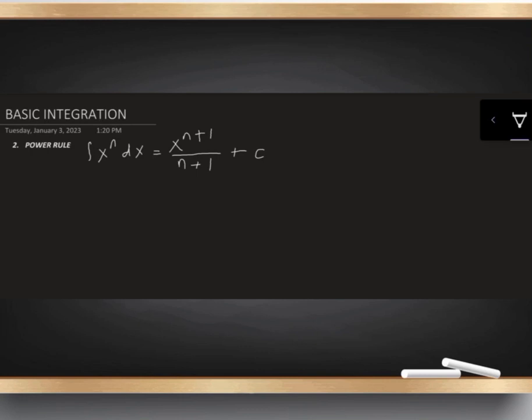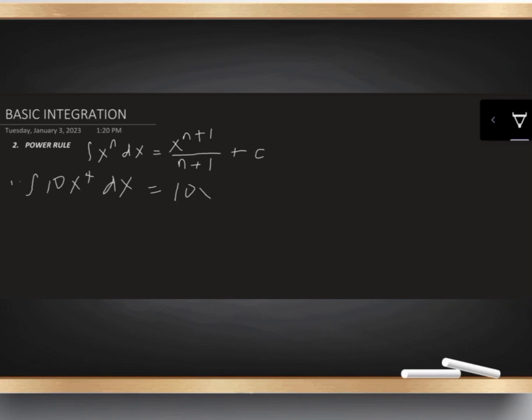Another rule you need to know is the power rule. The formula in this rule is the integral of x raised to n dx is equal to x raised to n plus 1 over n plus 1 plus c. So let us try. For example, we have the integral of 10x raised to 4 dx. Here, since we have a constant 10, we just need to copy 10. Then, as we can see, x raised to 4 is x raised to n. So we just need to follow the formula.